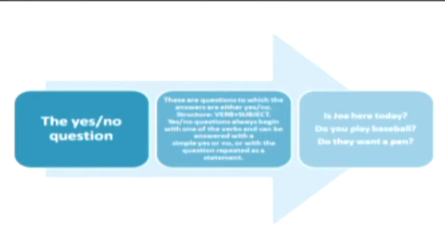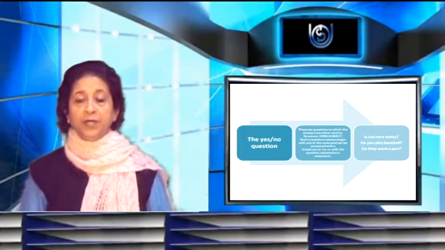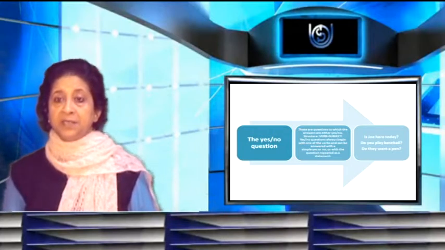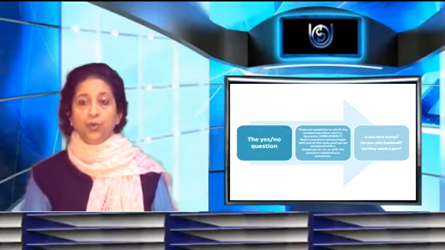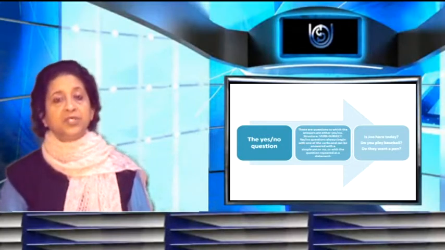Now the second type are the yes and no questions. Now what are these yes and no questions? These are the questions to which the answers are either yes or no. Now the structure will be the verb and subject. Yes or no questions always begin with one of the verbs and can be answered with a simple yes or no, or with the question repeated as a statement.